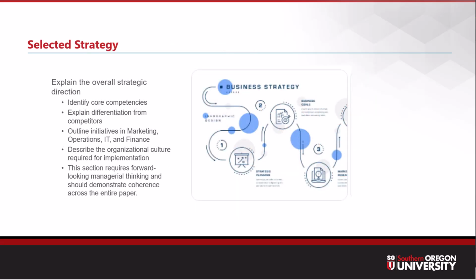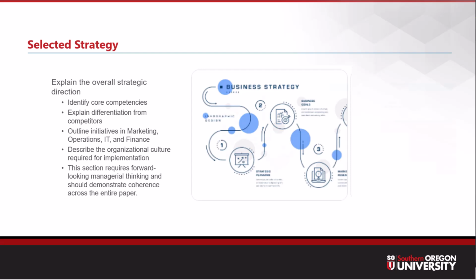You must explain the business's overall strategic direction and justify why it is the most suitable choice based on your SWOT analysis. This discussion must address your core competencies, your differentiation approach, and the major initiatives you will implement in marketing, operations, information technology, and finance. Additionally, you must describe the type of organizational culture necessary for successful implementation. This section requires forward-looking managerial thinking and should demonstrate coherence across the entire paper.